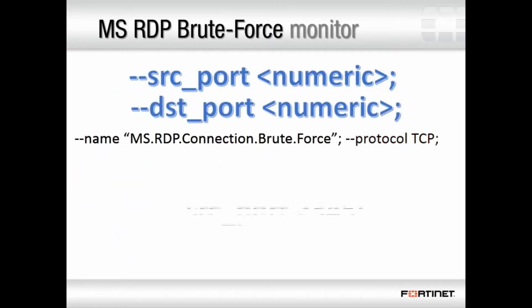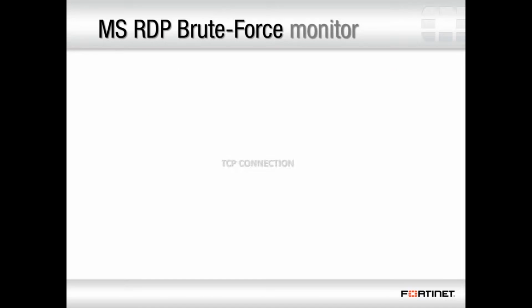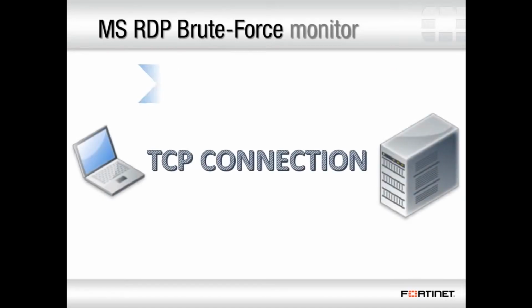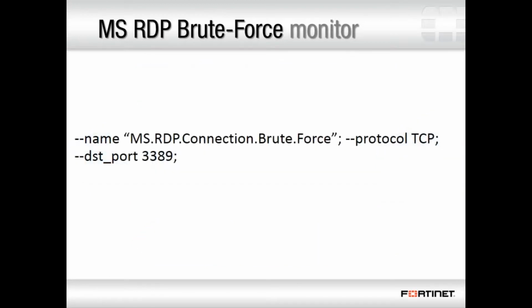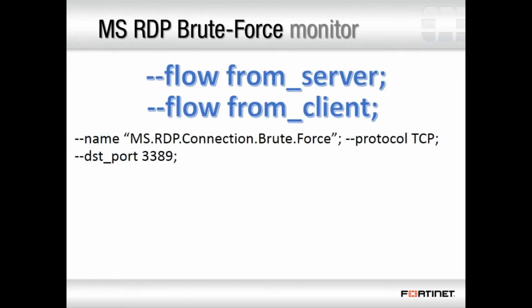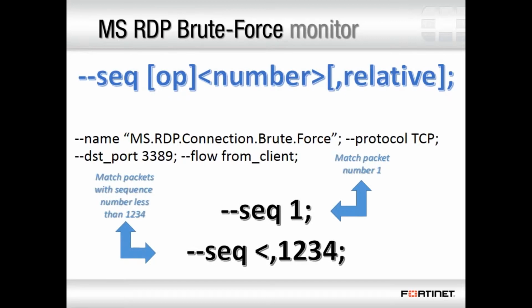IPS signatures can match both source port and destination port values, or ranges of values. An MS-RDP client connects on port 3389, so we add this detection criteria to the signature. TCP connections have direction, either client to server or server to client. To detect the packet flowing from the RDP client, we use the flow option with a value from client.